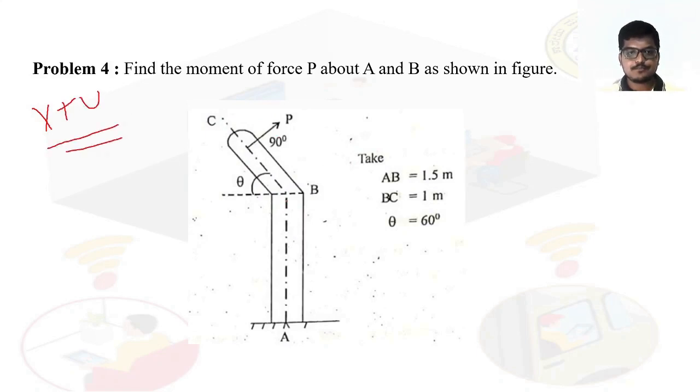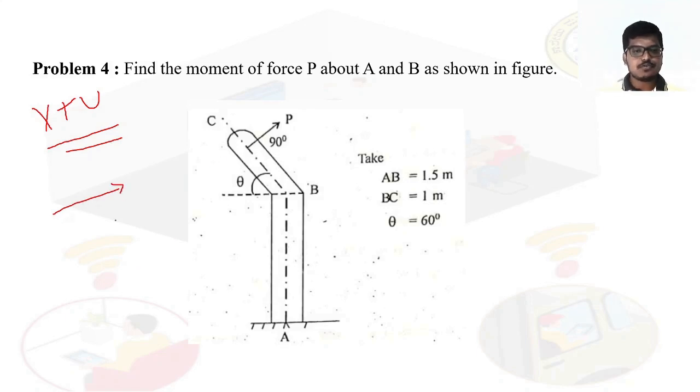So P is a force, A is a force, B is a force, and C is a force. Take AB as 1.5 meter, BC is 1 meter, and theta is 60 degree. This theta angle they have given, and P is at 90 degree to BC. So see here what I have told you. P is inclined, that is 90 degree.